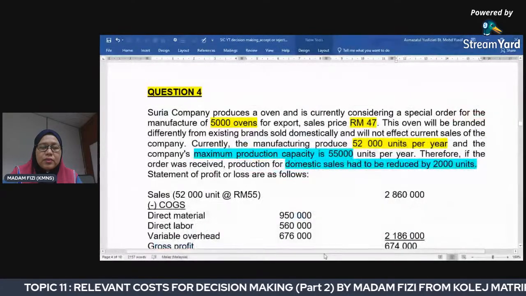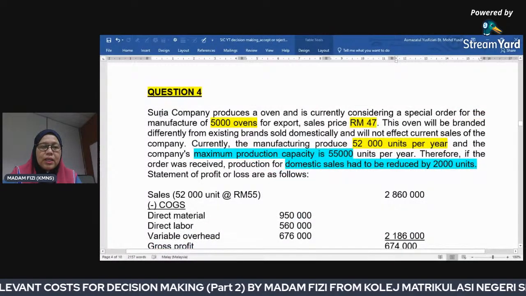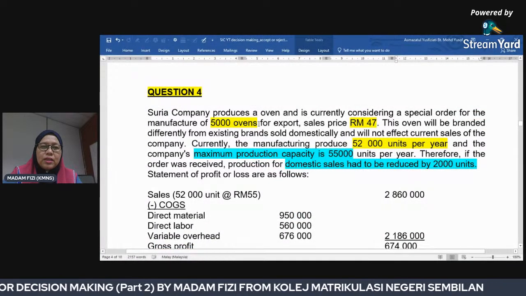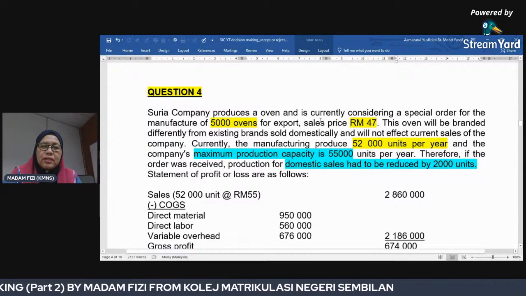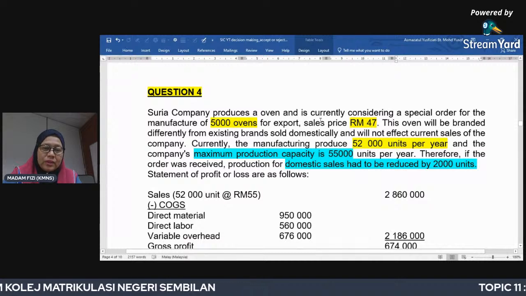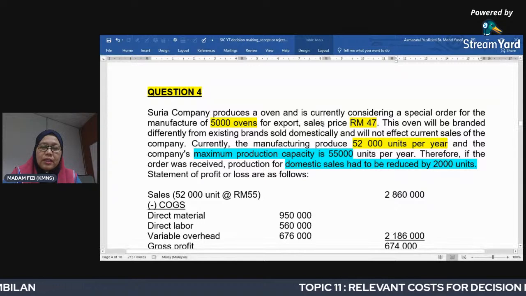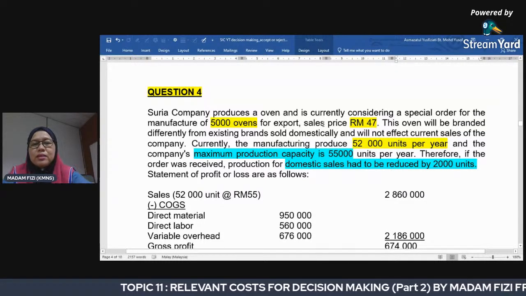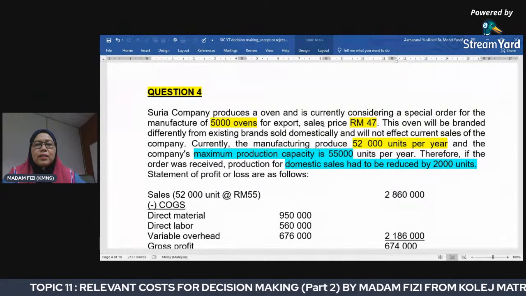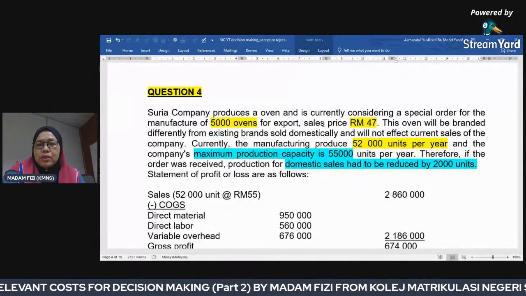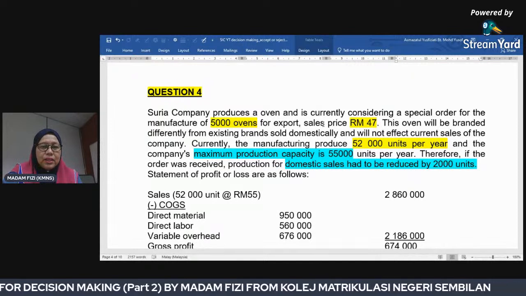Okay, look at the question. Read the question carefully. Surya Company produced an oven and is currently considering a special order for a manufacture of 5,000 oven for export, and the sales price is 47 ringgit. This oven will be branded differently from existing brands sold domestically and will not affect current sales of the company.